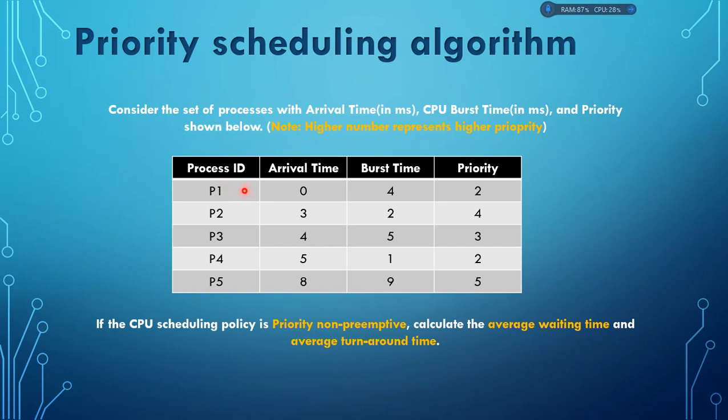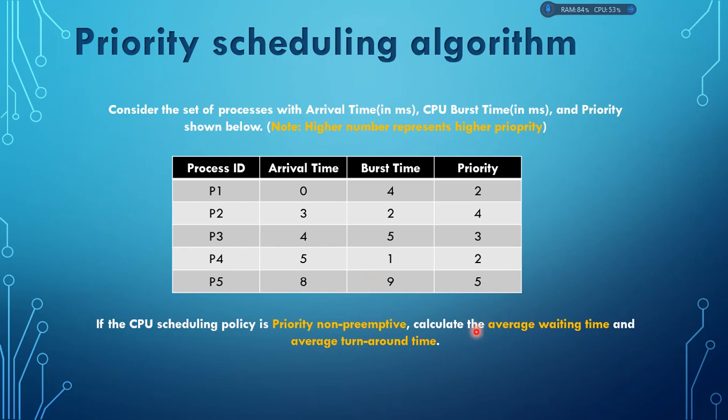So P1: the arrival time of P1 is 0, the burst time is 4, and the priority is 2. P2 has the arrival time of 3, burst time of 2, and priority of 4. Then P3 has the arrival time of 4, burst time 5, priority of 3, and so on. If the scheduling policy is priority non-preemptive, calculate the average waiting time and average turnaround time.